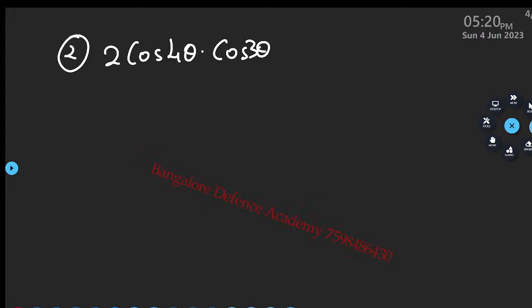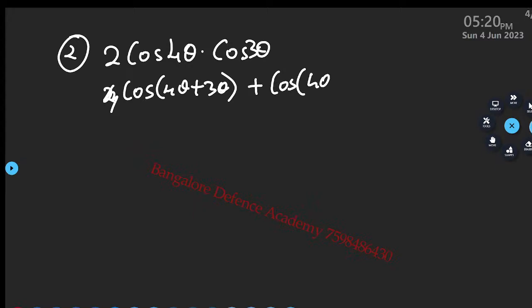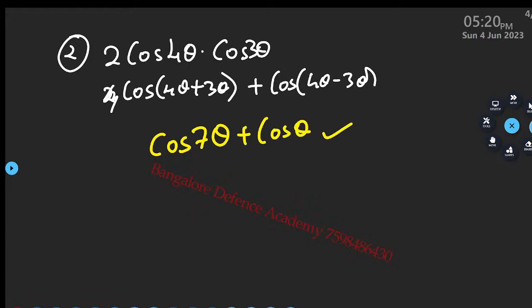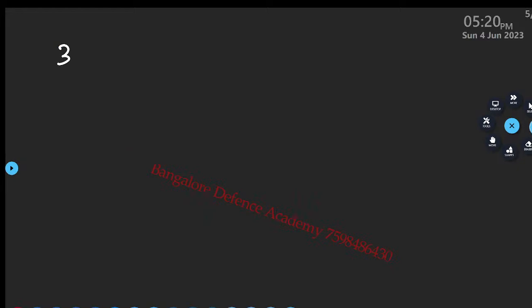So what formula are you going to use here? Cos A plus B, that is cos of 4 theta plus 3 theta plus cos of 4 theta minus 3 theta. So the final answer should be cos of 7 theta plus cos of theta. Did everyone get this answer? Okay, if you are getting these small question answers, then when I solve the bigger question, it will be easy for you. So try to take this question seriously.